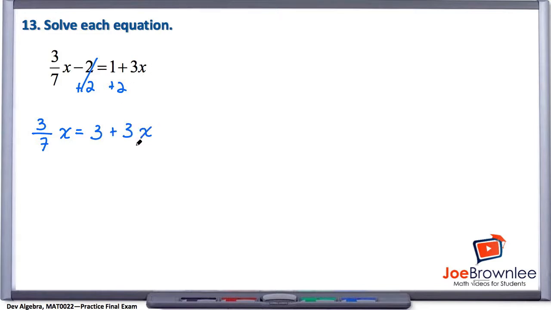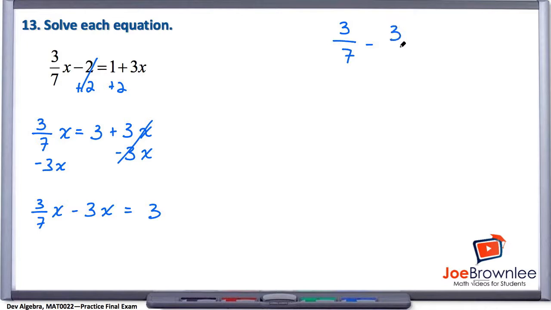All right, let's subtract 3x from both sides, so it goes away over here, and now we end up with 3/7x - 3x = positive 3. Now we can see we've got our x's on one side and everything else on the other. But 3/7x minus 3x are like terms, so we can combine these. Off to the side here, I'm going to do 3/7 - 3.